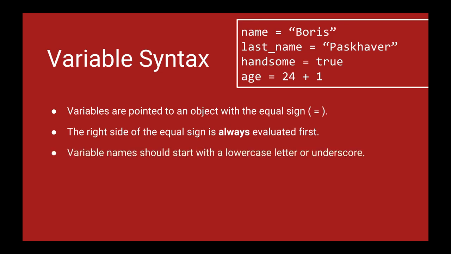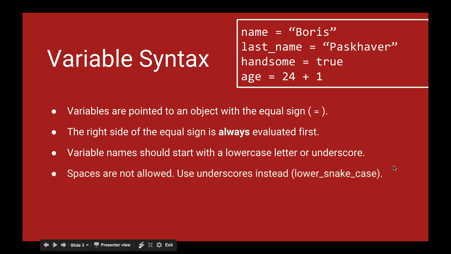Variable names should start with a lowercase letter or an underscore. You can see in the examples above, all of my variables start with lowercase letters. That's a best practice. In addition, spaces are not allowed. That breaks up the variable name. So whenever you have to use spaces, such as in last name, you use underscores instead. We can see here between last and name I've placed an underscore.